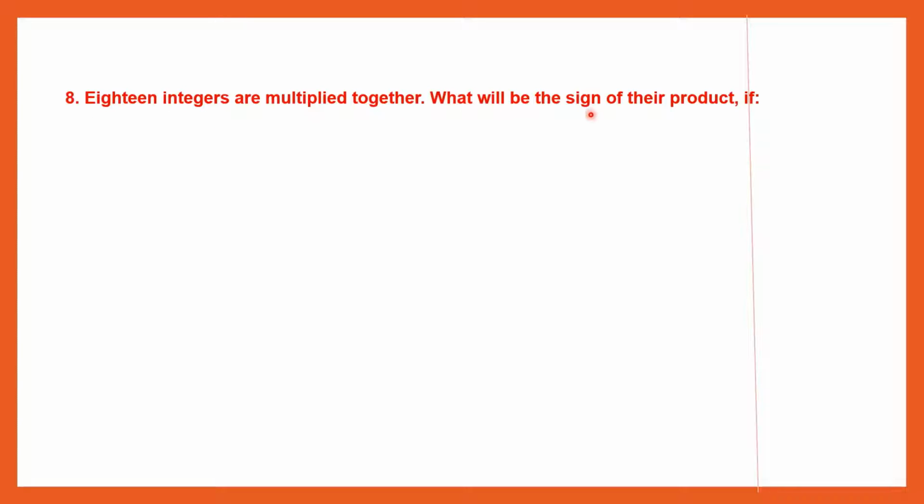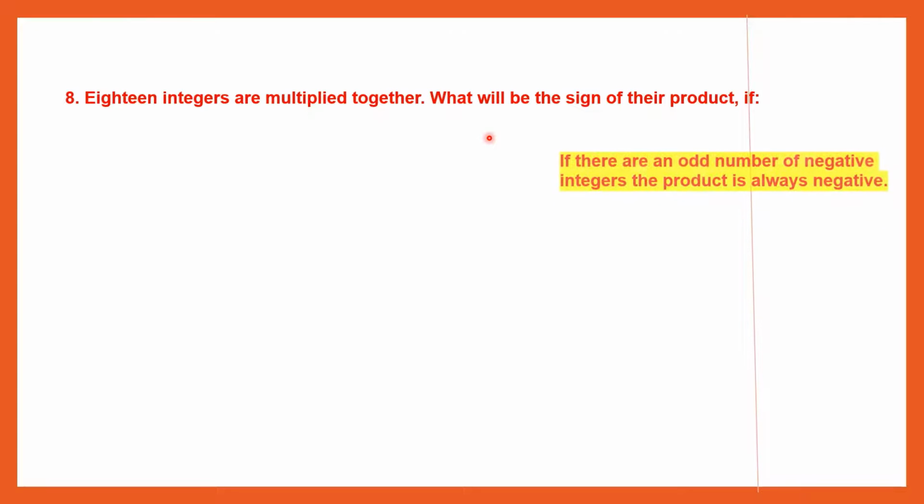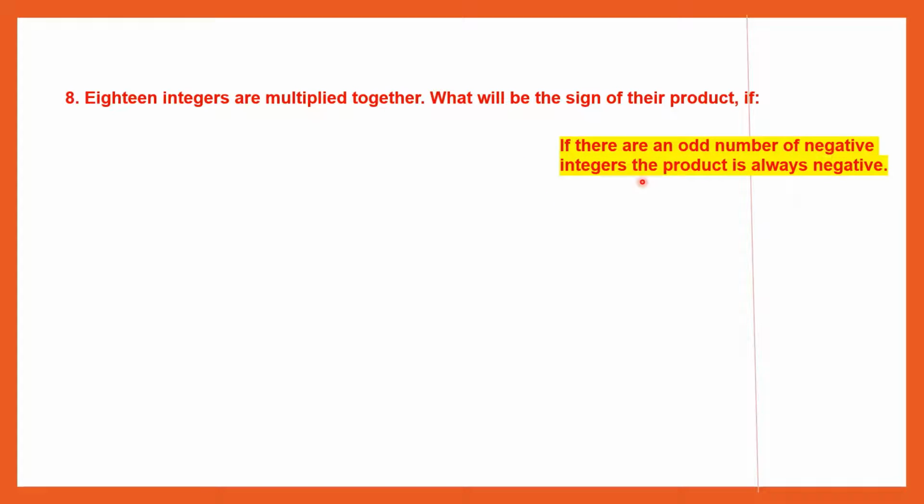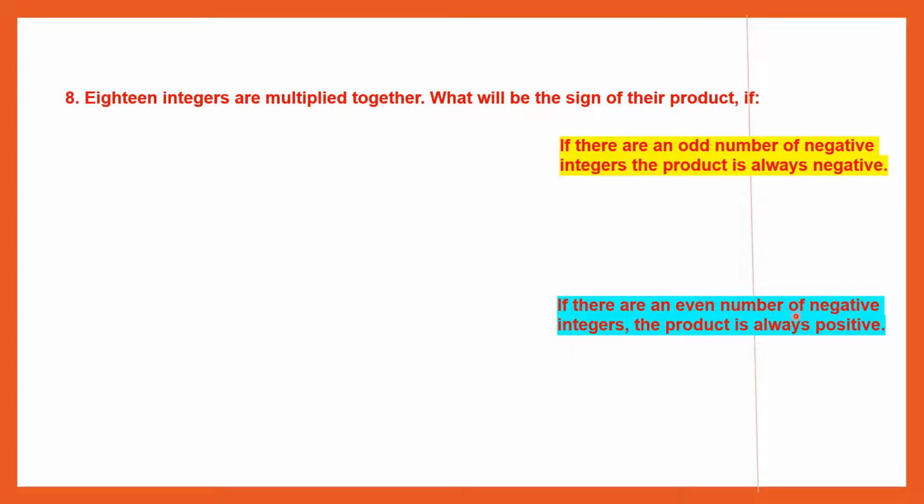What will be the sign of their product if, and a few questions are given to us. So here we have to say what the sign of the product will be depending on the questions. So let's go through the previous properties that we learned. If there are an odd number of negative integers, the product will be negative. The sign will be minus. If there are an even number of negative integers, the product is positive. So keeping this in mind, let's work out.